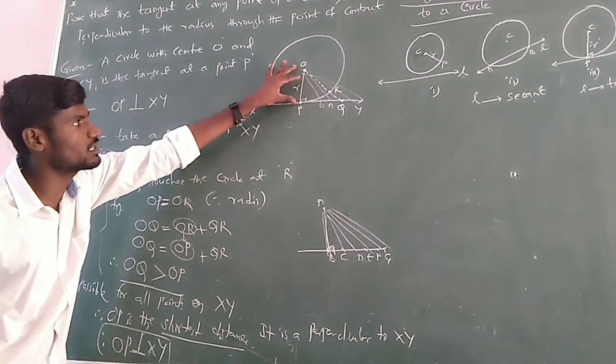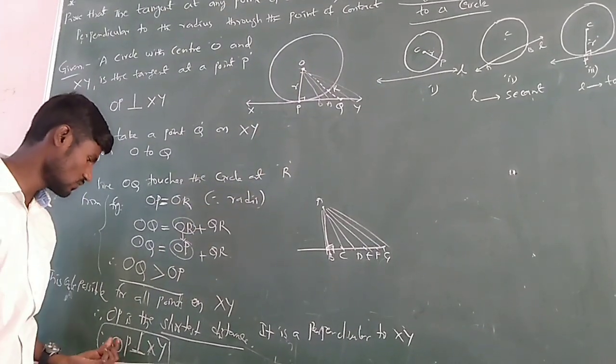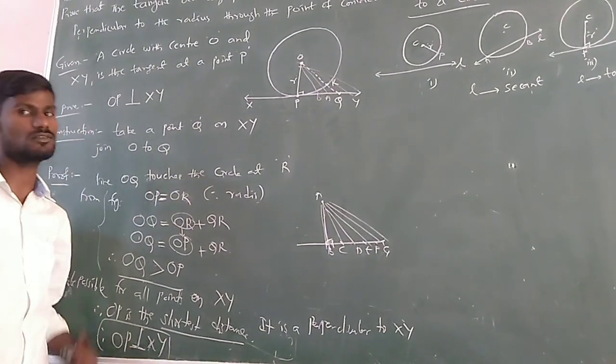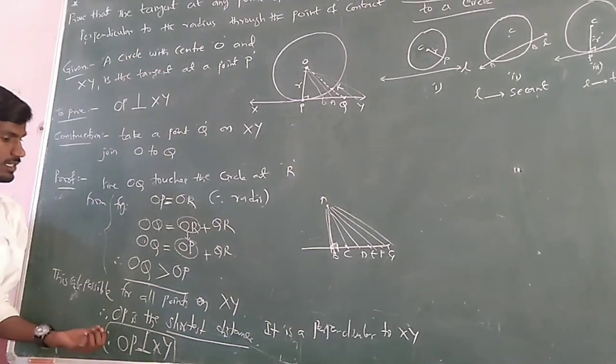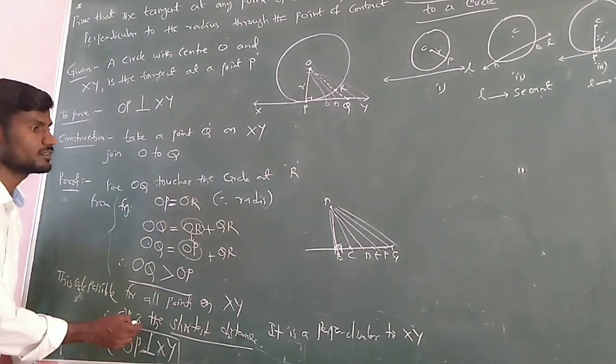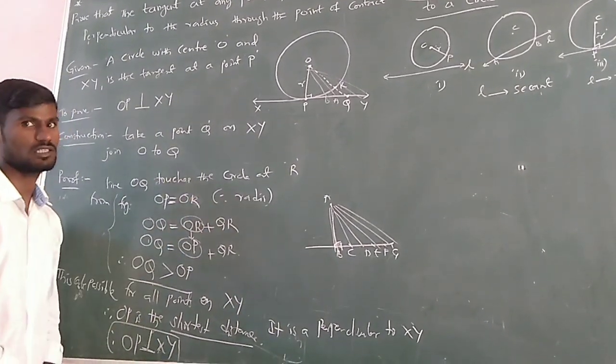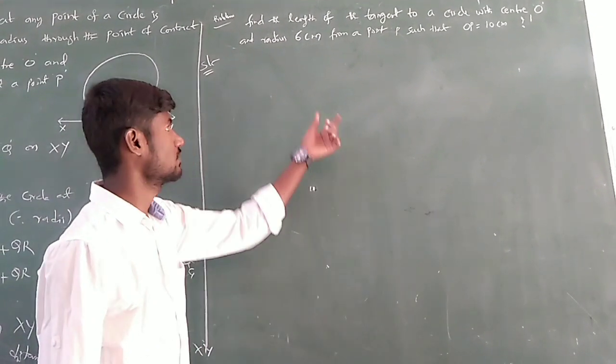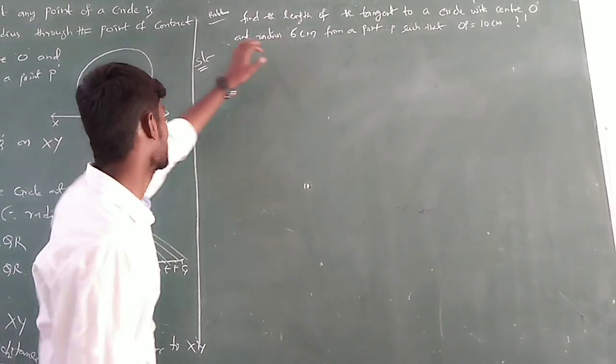So the shortest distance is said to be a perpendicular. Therefore we can say that OP is perpendicular to XY. Nothing but the radius is perpendicular to the tangent. So this is the theorem. Let us discuss some other theorem. See students, here is one problem regarding this theorem.